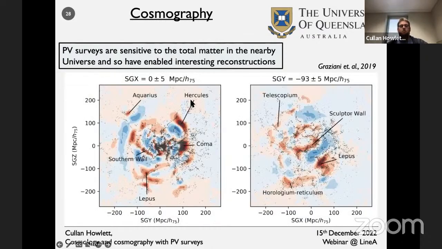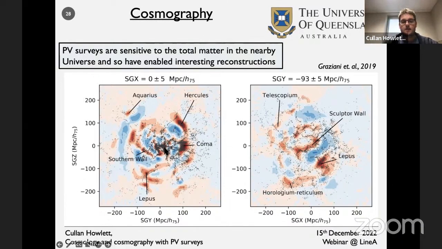And so this is an example of one of these reconstructions, which uses the peculiar velocity data. This uses, again, the same sort of 2MTF plus 6dF plus a few other sets of data. And here we're showing in red and blue the density of matter reconstructed only from the velocities. Overlaid on top of that are the redshifts that we've measured in the local universe as well.